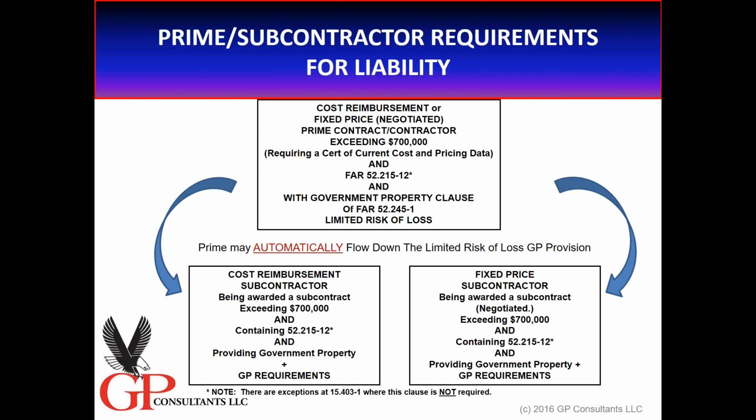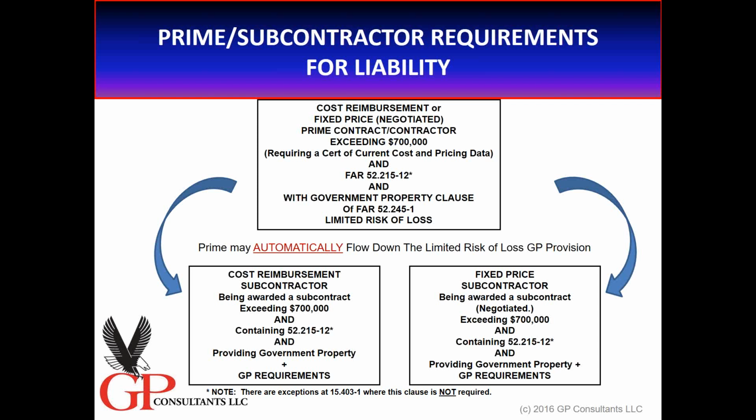They may automatically flow that to two different types of subcontracts. Number one, on the left-hand side, if the prime has a cost reimbursement and the sub has a cost reimbursement type contract exceeding a certain threshold, including a clause, and it's going to provide government property with the government property requirements, they may automatically flow down the limited risk of loss to that subcontractor. Cost reimbursement prime, cost reimbursement sub, with certain conditions, automatically flow down the limited risk of loss. No requirement to come in and ask, "Mother, may I?"